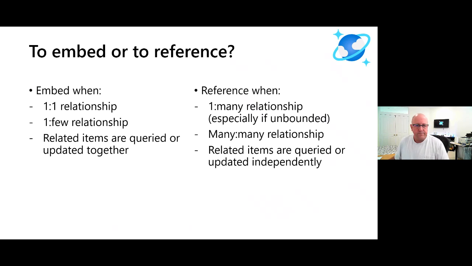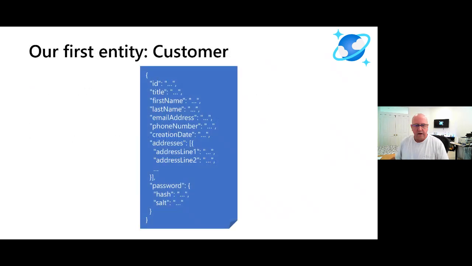Okay. So because we have this one-to-one and one-to-few relationship between our entities, and because we usually retrieve all this data at the same time, it makes sense to embed customer addresses and password all into the same JSON document.